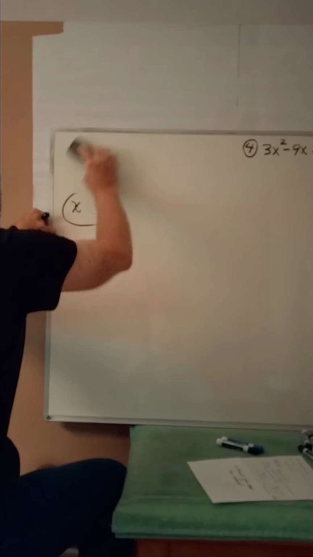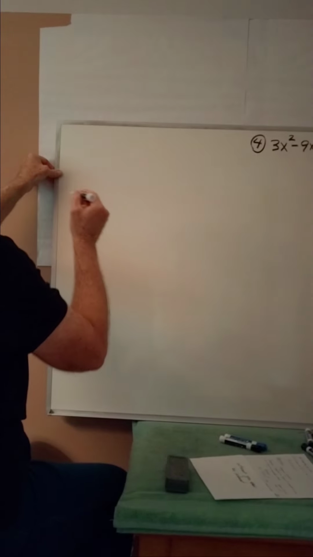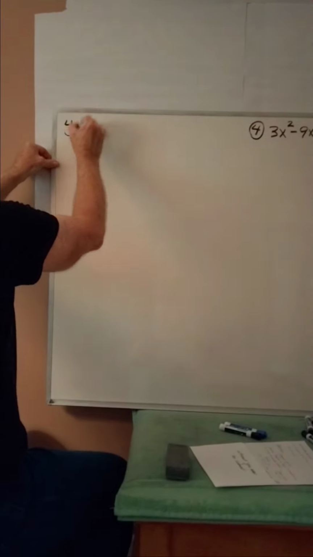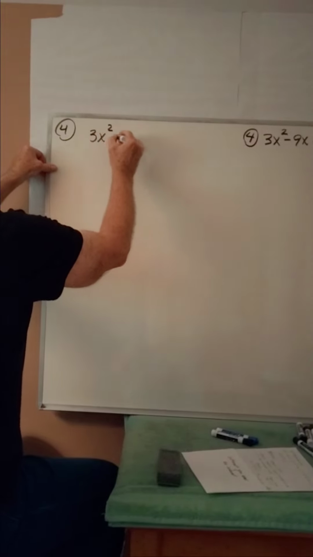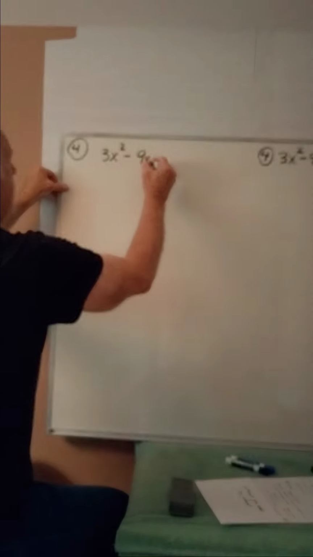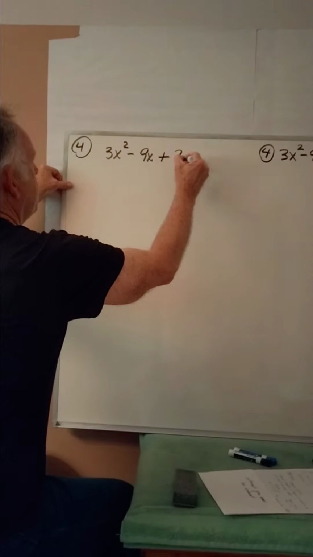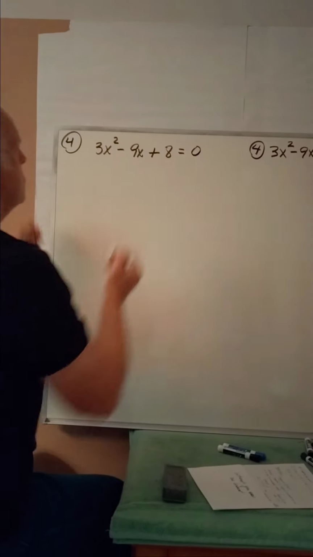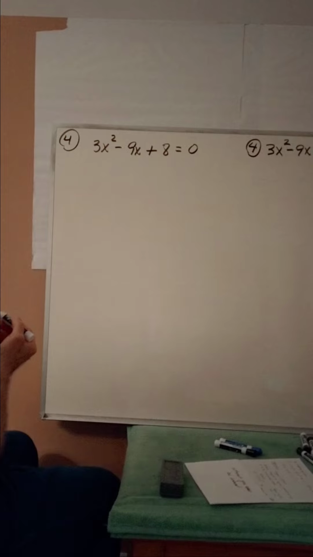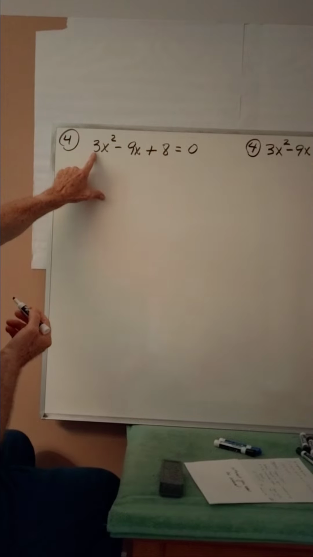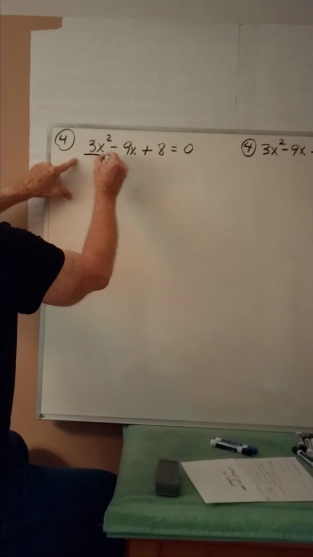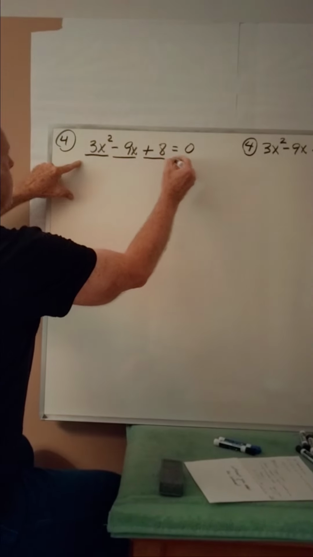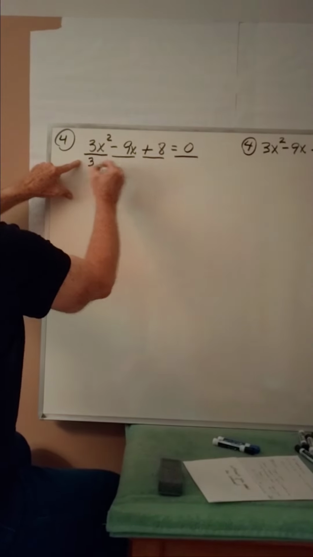Now let's do one last one where we're going to have to get rid of the coefficient of the quadratic. Number 4, 3x squared negative 9x positive 8 is equal to 0. Can't have a coefficient other than 1 there. So we'll start off by dividing every one of the terms by 3.